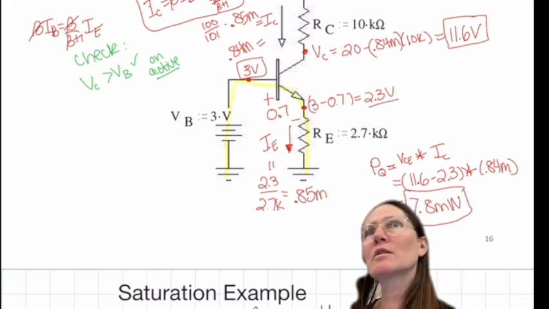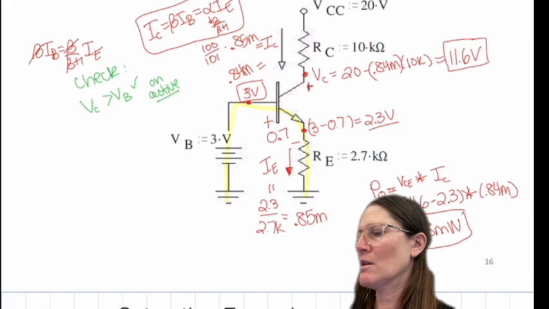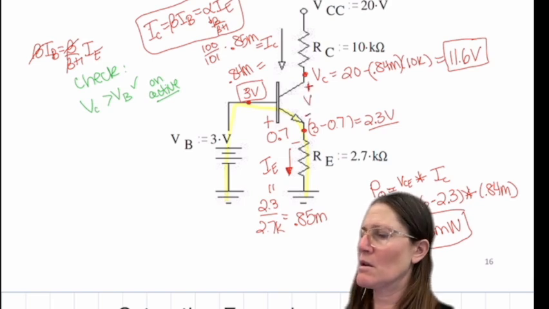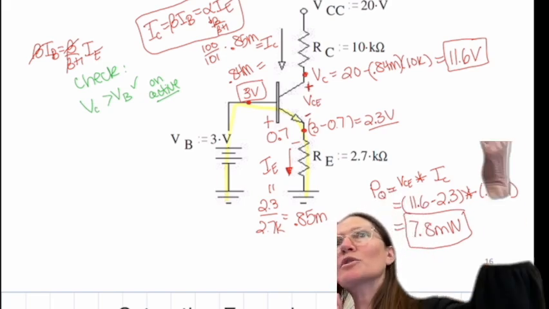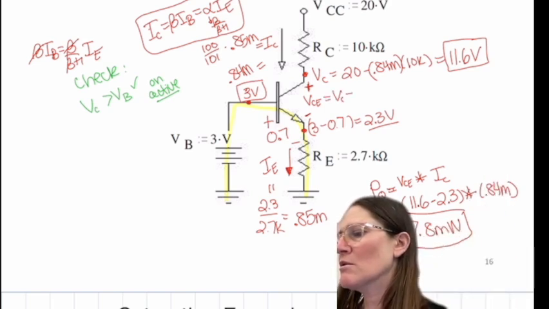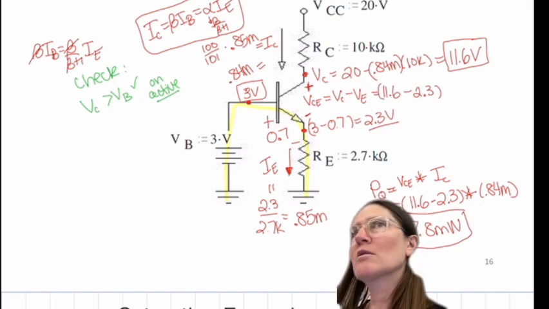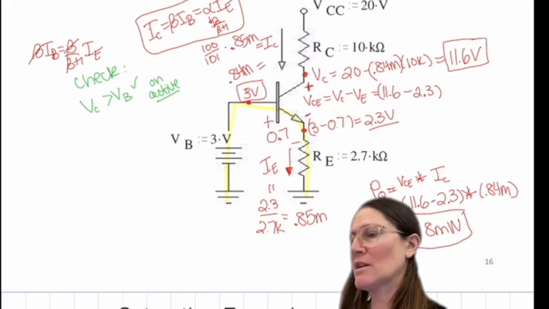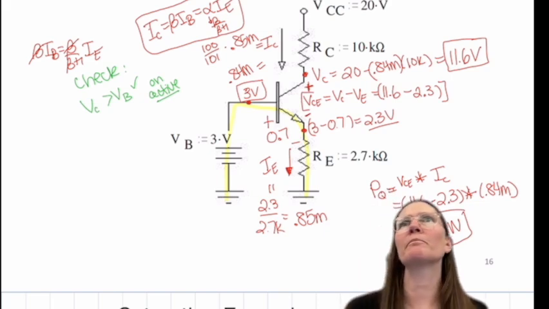Yeah, for DC, I was confused, is the voltage 0 at the emitter or the collector? So VCE is the voltage at the collector minus the voltage at the emitter. And the voltage at the collector is 11.6, and the voltage at the emitter is 2.3. Does that make more sense? Okay. So that's where I got that VCE from.